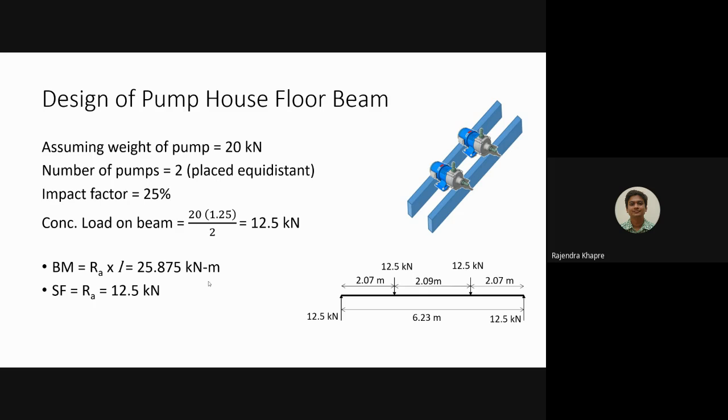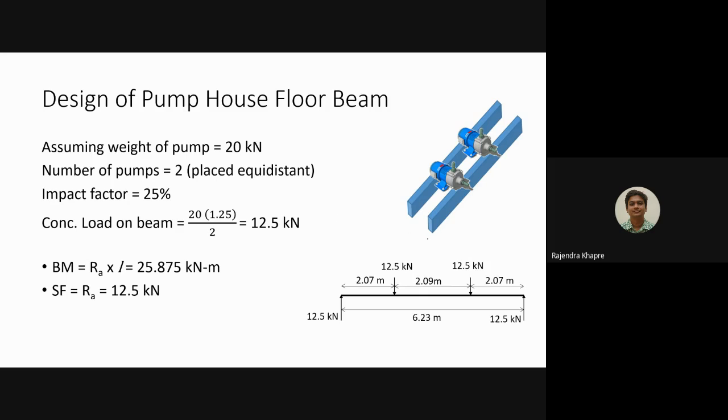So let us assume the weight of each pump is 20 kilonewton and there are 2 pumps and it is placed equidistance and the impact factor is 25. This is what I am assuming, right? So if you consider the impact factor of 25, so the weight of every pump, or rather the reaction of every pump on a single beam, okay, it will be 20 into 1.25. This is due to the impact, divided by 2. Why I am going for divided by 2? Because the pump will be resting on this beam as well as that beam. 2 beams are there. Okay, so it comes out to be 12.5 kilonewton.